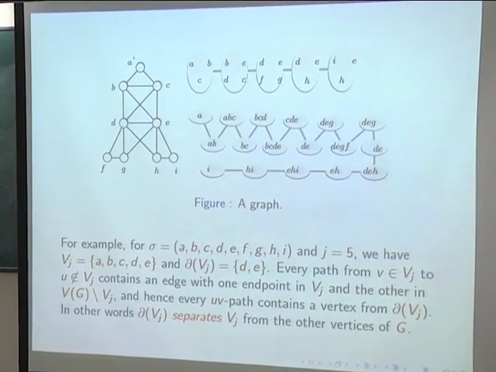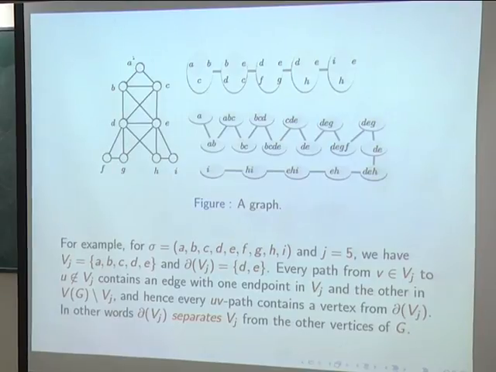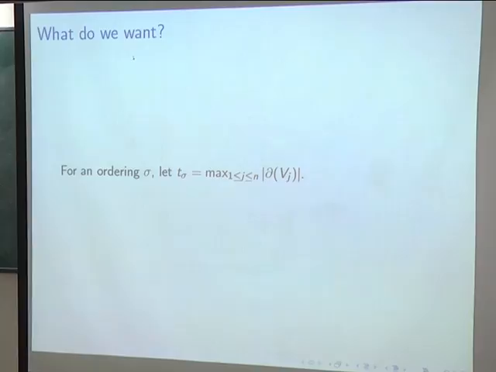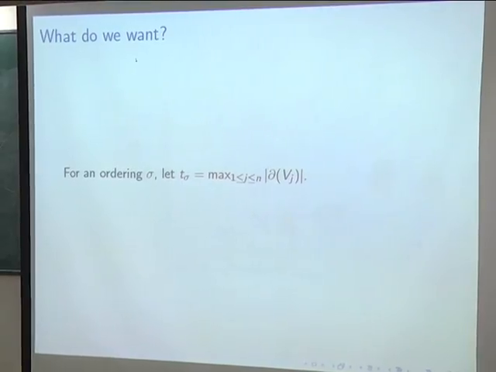Because this is all that we need. And after that, it's going to be simple life. So please look at this, convince yourself that whatever we said makes some sense. Okay. What is our goal? For an ordering sigma, let T sigma denote the maximum size of the boundary. So fix a sigma. What is T sigma? It is the maximum cardinality of the boundary.